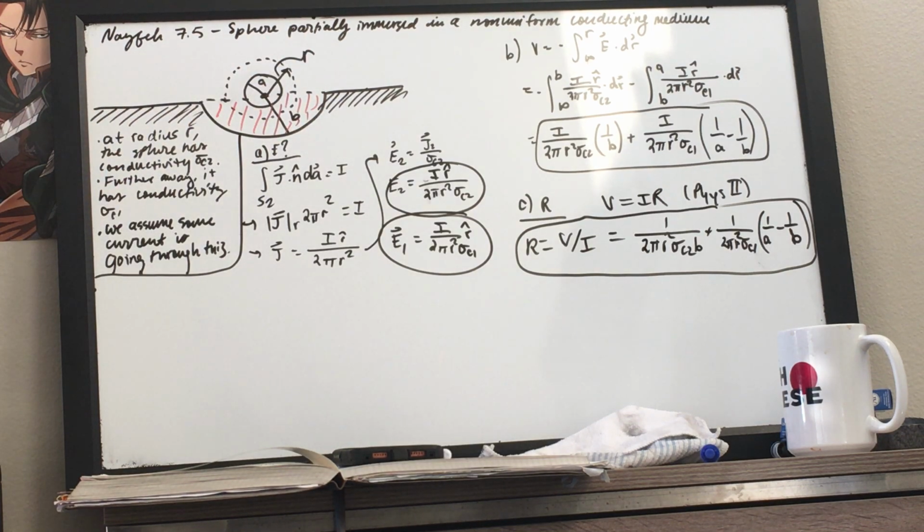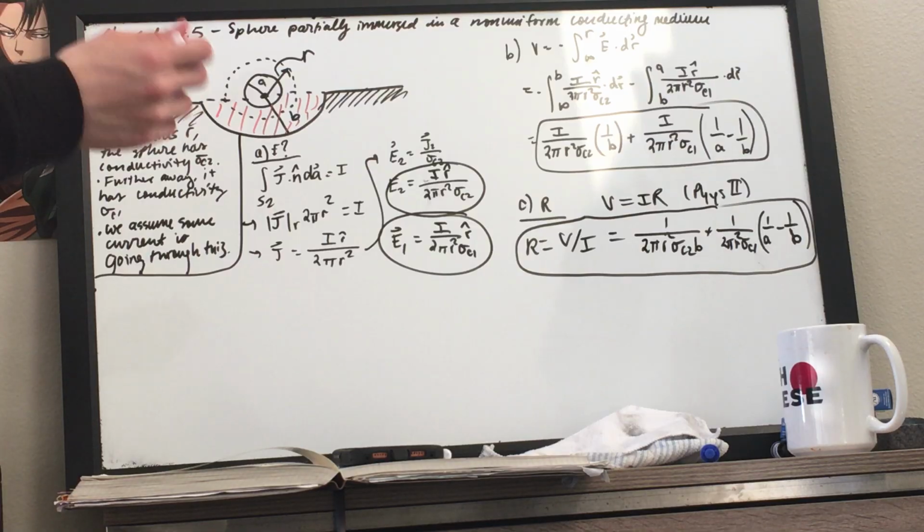Now, we have two conditions here that we want to look at whenever we're considering our electric field that is generated by this current, or by this wire that's running through the ground.